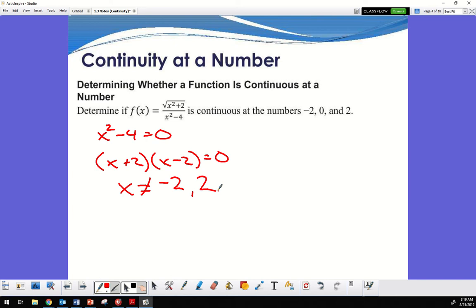Now, let's take a look at 0. Can I plug in zero? Yes. My math doesn't say I have a restriction at 0, does it? No. So if I plug in 0, I should be able to get some number. I don't know what it is. So if I do that, it's going to be 0 squared, which is 0. So 0 plus 2 is 2. So square root of 2 over 0 minus 4. So there we go. It is a number. It is not undefined.